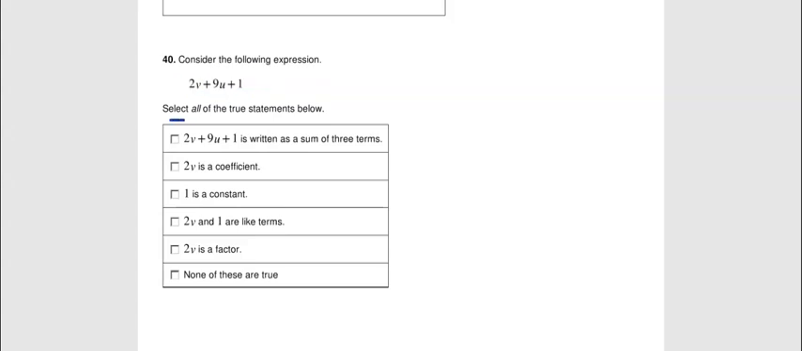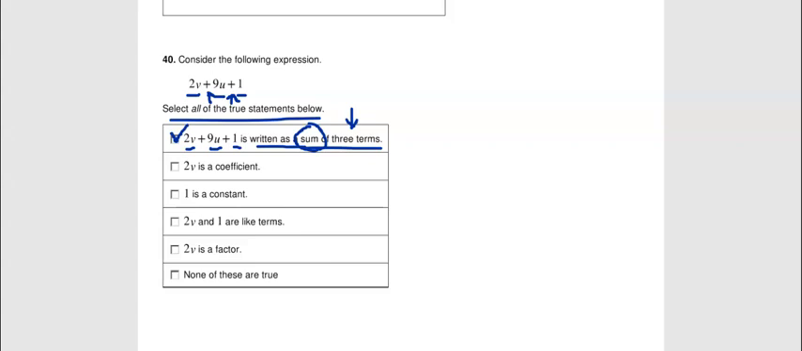All right, so it says select all of the true statements below. The first one says 2v plus 9u plus 1 is written as a sum of 3 terms. Well, remember, 2v is a term, 9u is a term, 1 is a term. So it does fit that there are 3 terms. And it is the sum, which means you are adding. So all of them are being added together, and you know a sum is when you add numbers together. So this one is absolutely true. That is correct for that one.